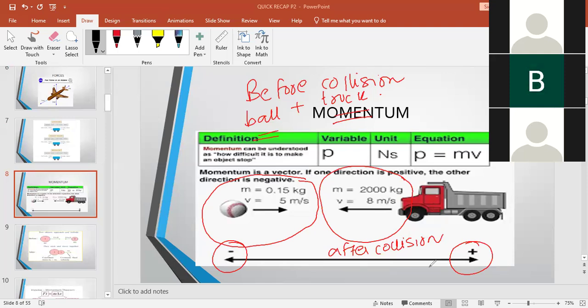Let's say the truck will move with a velocity, after the collision, of 7.5 meter per second, and the ball moves with a velocity of 1.5 meter per second. Now, how will you calculate the after collision momentum? In after collision, again, you will add up the momentums of both ball and truck. Because the ball is moving in the opposite direction and it is lighter, we are taking a negative sign over here.